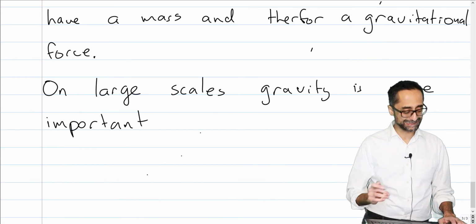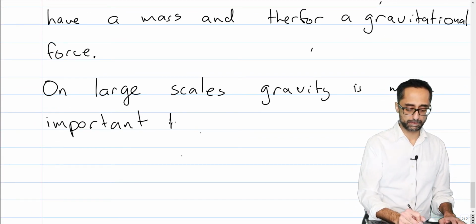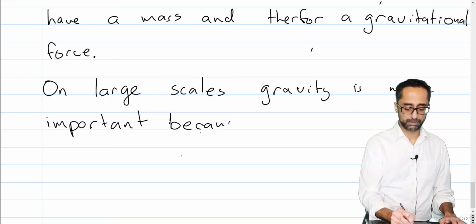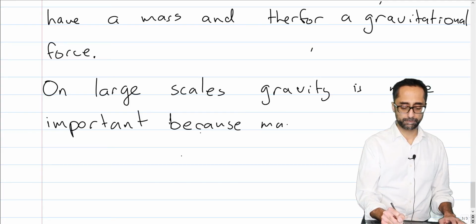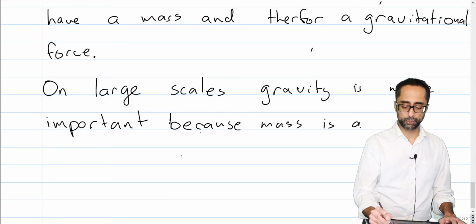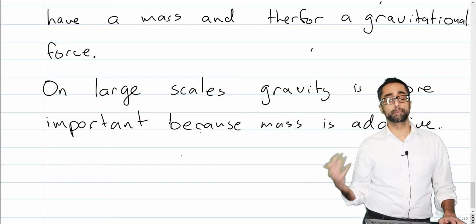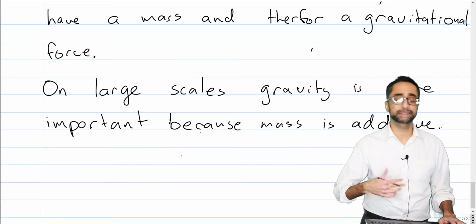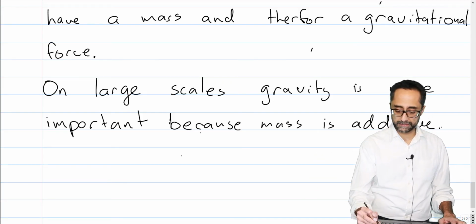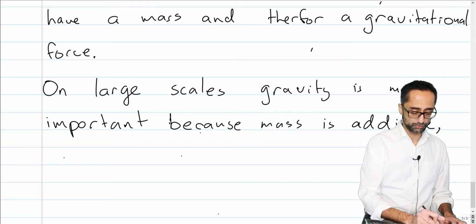Because mass is additive. It can only go in one way. It can only get larger and larger and larger. But with charges, we know it can go both ways. You get a plus and a minus and a plus and a minus and a plus and a minus. And you add them all up and you get something very, very close to 0.